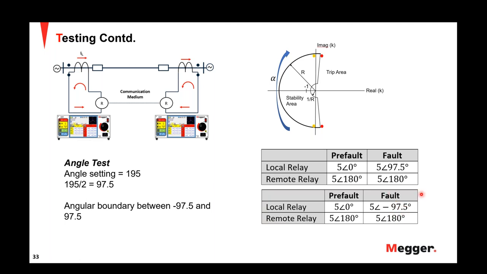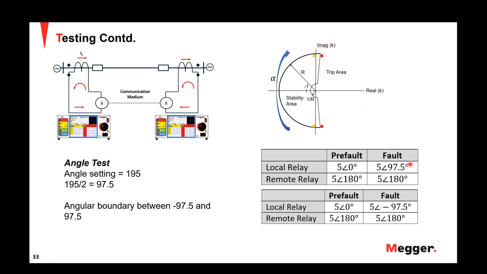And similarly, you would have multiple fault states, and somewhere when the fault angle is around minus 97.5 degrees, the plot on the alpha plane goes beyond your stability area, which means you are validating this boundary here, right? This angle boundary. So once you get the results for both the tests, you see the difference between those two angles, and the difference should be close to your angle setting, which means on both boundary sides the relays trip exactly where they're supposed to trip, with respect to your alpha setting.